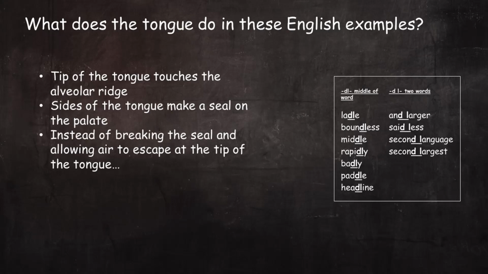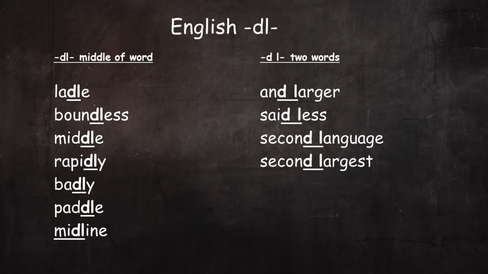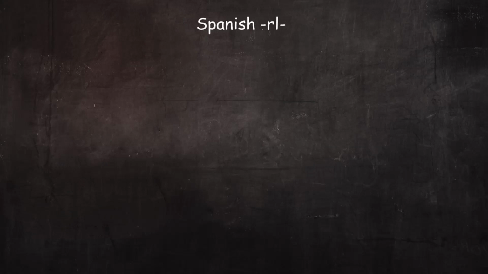But instead of breaking the seal and allowing air to escape at the tip of the tongue, d, d, d, the seal is broken on the sides of the tongue, keeping the tip of the tongue in position to pronounce the L. Dull, dull, dull. At this point, pause the video and practice pronouncing those English examples, and pay attention to what your tongue does. Spanish RL is virtually exactly the same as this English DL, and the tongue does pretty much exactly the same thing. Compare the RL in the following Spanish examples with the DL in a word such as middle.